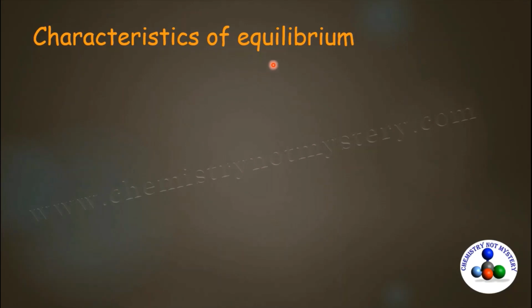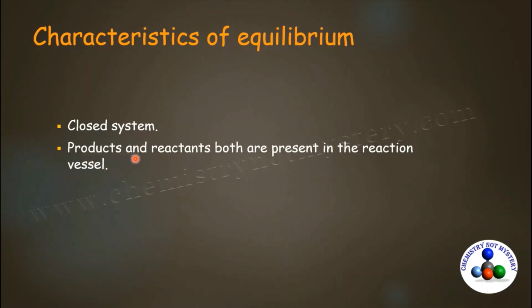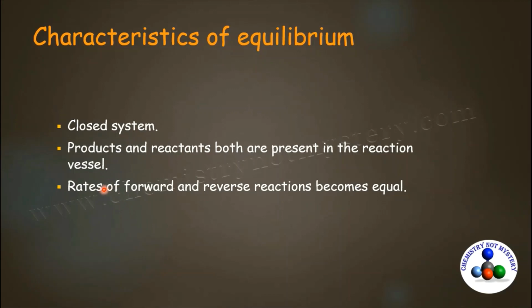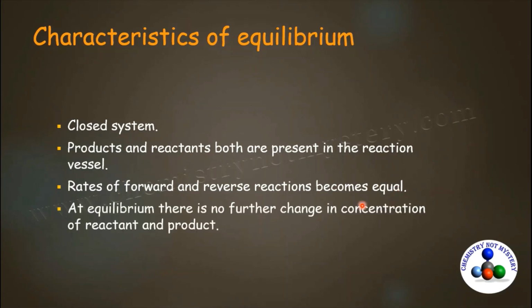Now come to the characteristics of equilibrium. Equilibrium can be achieved in a closed system only, where the products and reactants both are present in the reaction vessel. Equilibrium is achieved when the rate of forward and reverse reaction becomes equal. At equilibrium, there is no further change in the concentration of reactant and product. That means they have attained a constant value. When the system is in equilibrium, it doesn't give 100% yield of product.